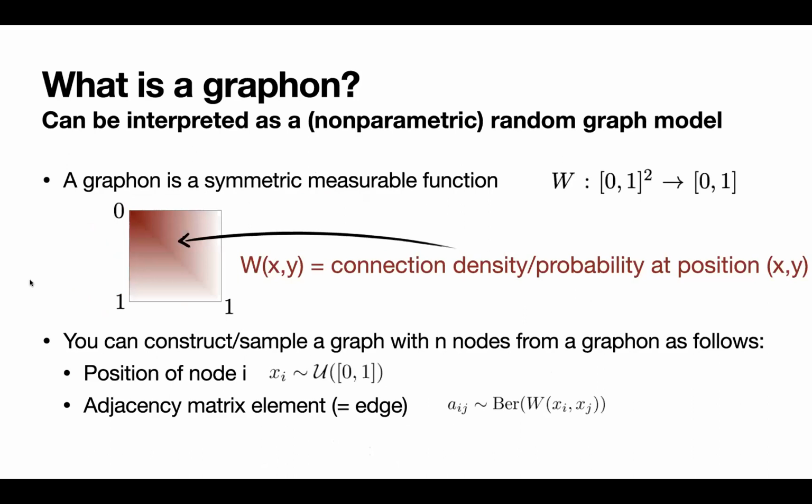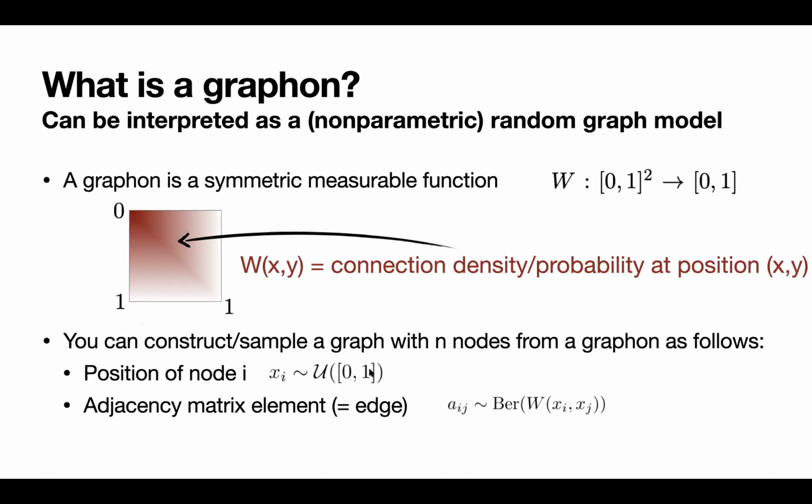They are now also used more and more on the applied side because they can be interpreted as a non-parametric random graph model. As I said earlier, the graphon is a symmetric measurable function, and you can interpret the value on the unit square as the connection density or the connection probability at position x, y. And now we can construct a graph from a graphon by sampling. We do this in a procedure where for each node, we sample a position between 0 and 1.